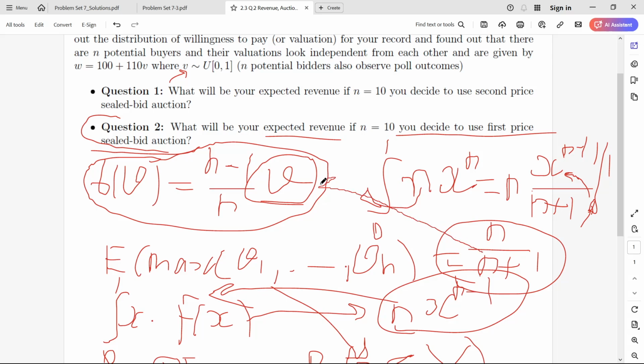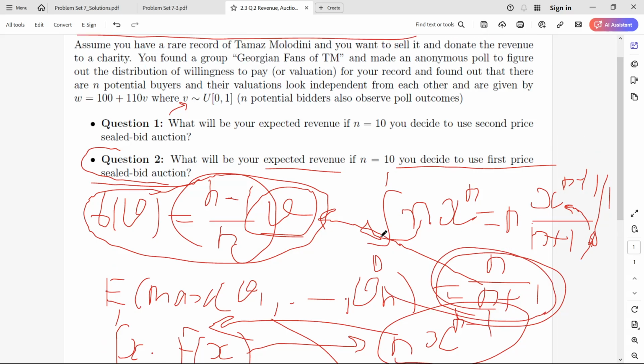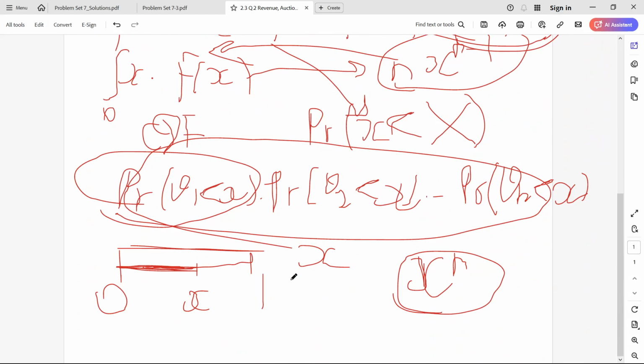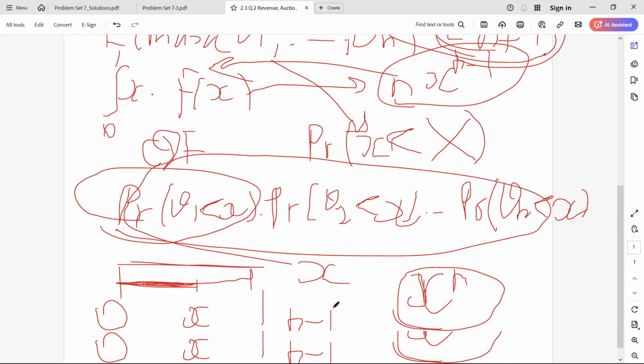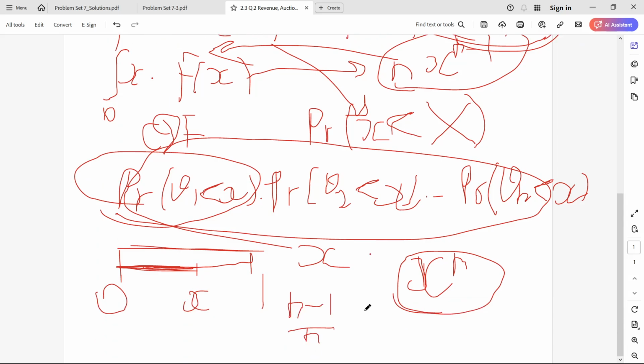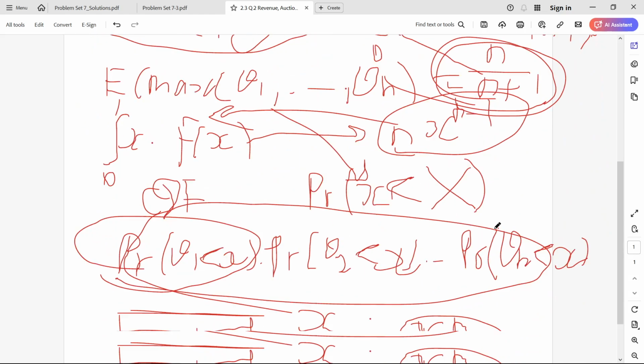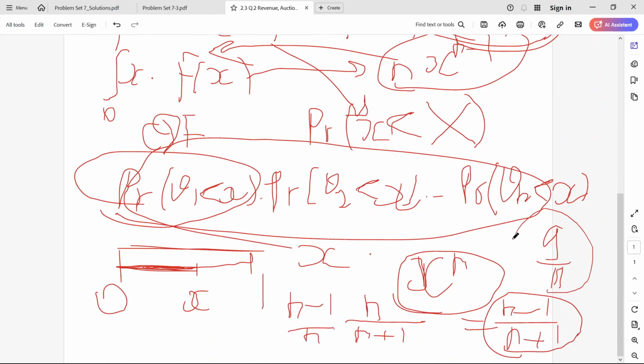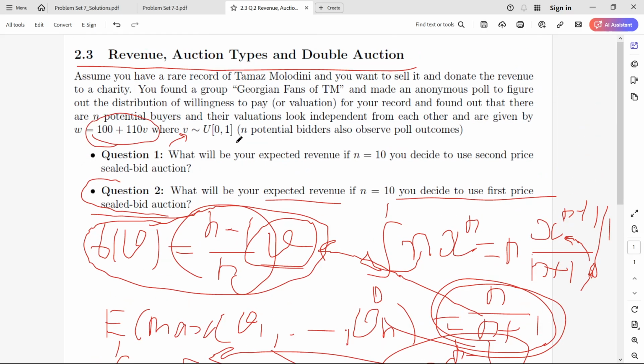And the expected revenue will be this multiplied by this. So where should I write this? (n minus 1) over n times n over (n plus 1), which is (n minus 1) over (n plus 1). So we again plug in n equals 10 here, so it's 9 over 11. We plug 9 over 11 here, and we get 100 plus 90, and we get 190. So in the end, we get the same revenue as we would have gotten in the second price sealed bid auction. So that's the answer for question 2.